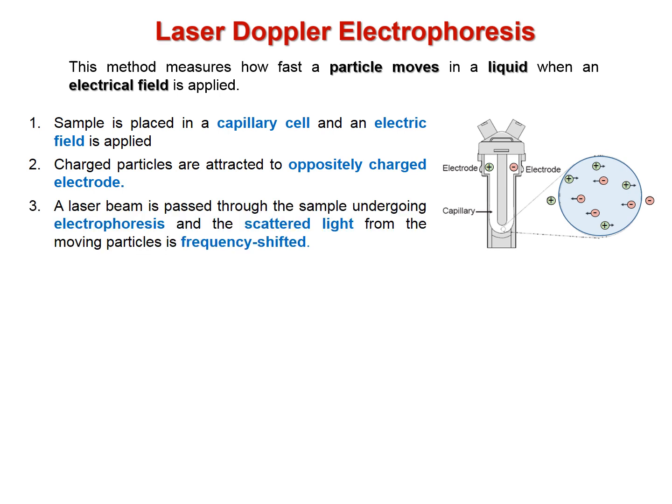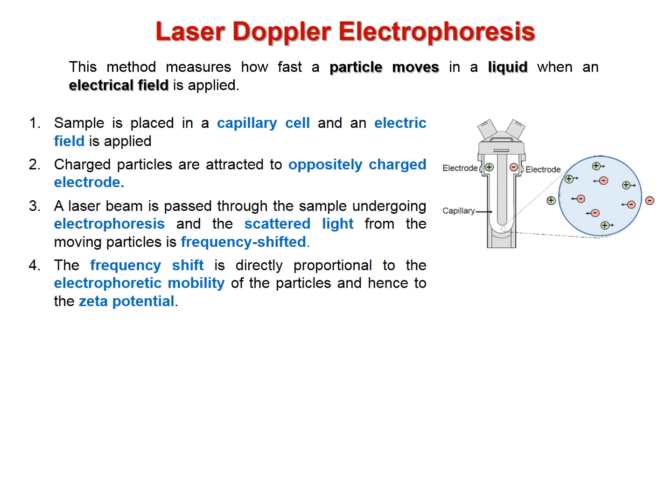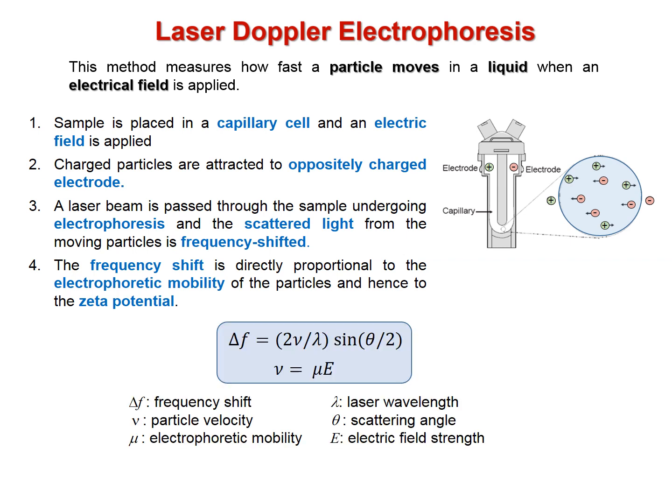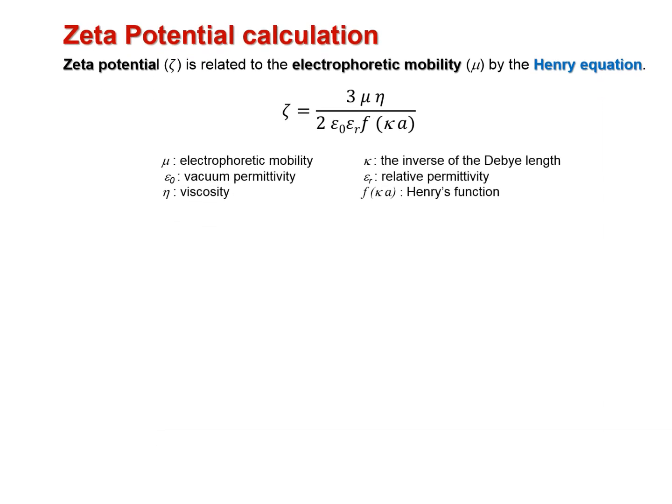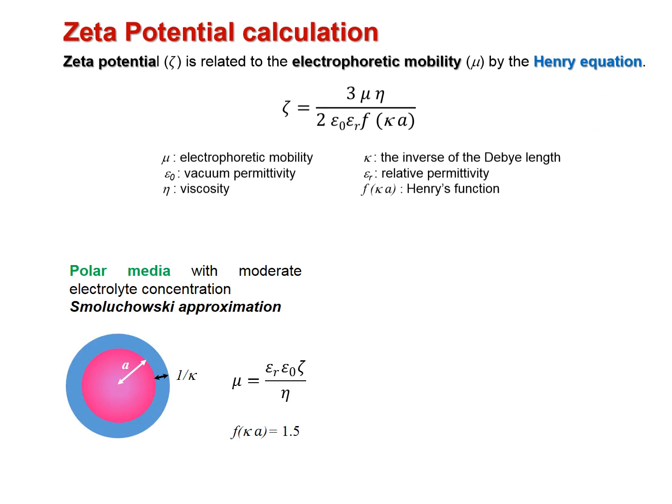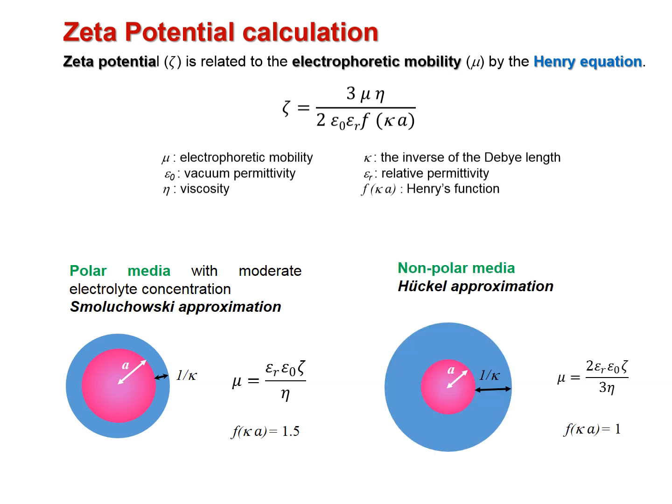A laser beam is passed through the sample undergoing electrophoresis, and the scattered light from the moving particles is frequency shifted. The frequency shift is directly proportional to the electrophoretic mobility of the particles and hence to the zeta potential. The zeta potential is related to the electrophoretic mobility by the Henry equation. In polar media with moderate electrolyte concentration, the Smoluchowski approximation can be applied, whereas in nonpolar media, the Hückel approximation is used.